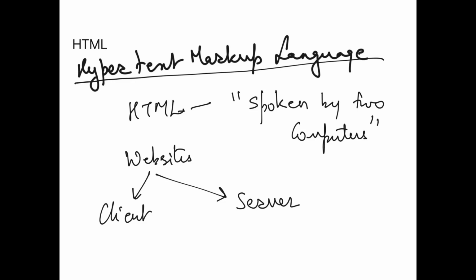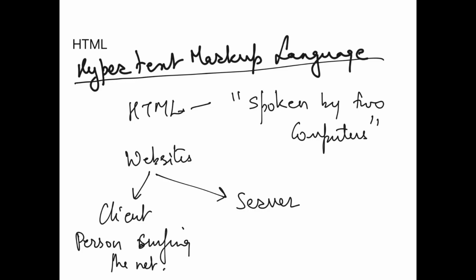Okay, now who's the client? Client is we, the person who is surfing the net. What do you mean by surfing the net? It is like when you click on your Google Chrome and you type google.com or any other website. So that is called you are surfing the net. You are the client over there.